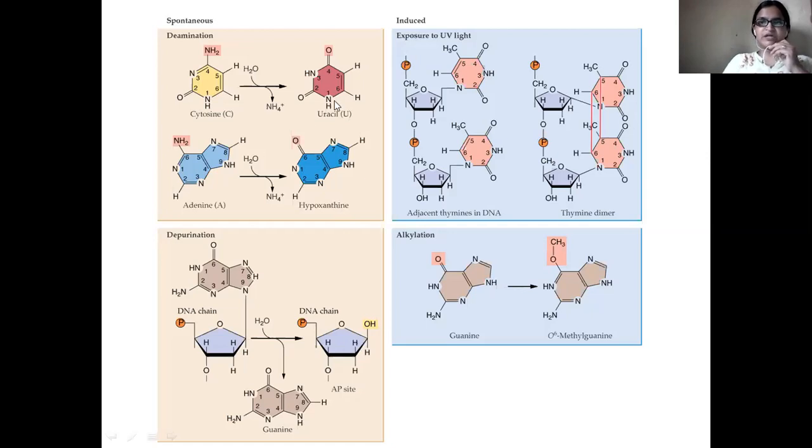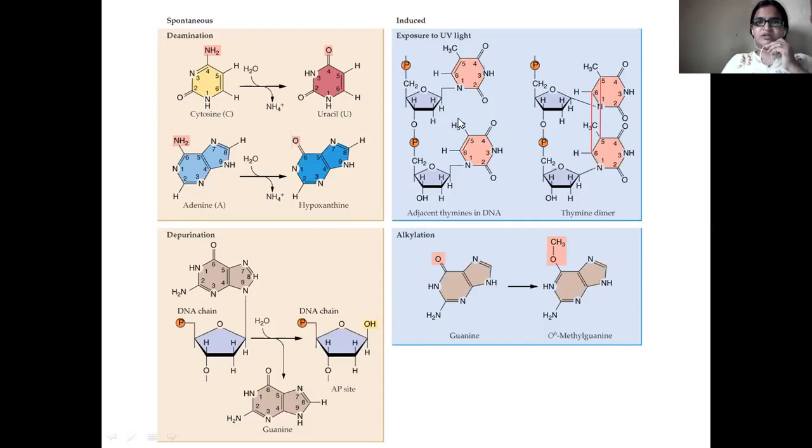Whatever we have seen in the first type of repair, that is deamination, here the amino group is removed, and by the removal of the amino group, the cytosine is converted to uracil, and similarly adenine is converted into hypoxanthine. And next is induced mutations. This is done by UV light exposure.